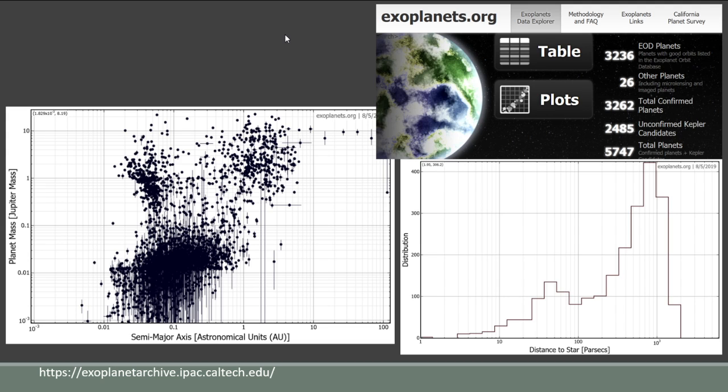I want to underline here that I'm talking about known exoplanets. Of course, we do not randomly discover exoplanets. There are so-called selection effects. We discover those which are easier to find. That's an important thing. At first, let's look at the plot on the right. So here we see the distribution in distance towards the host star.